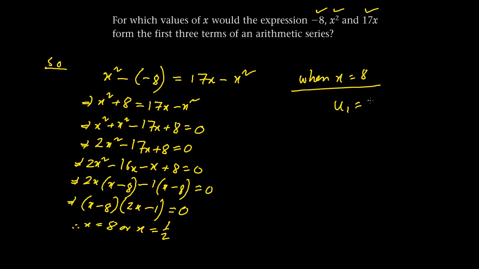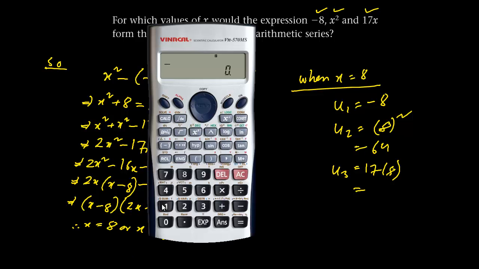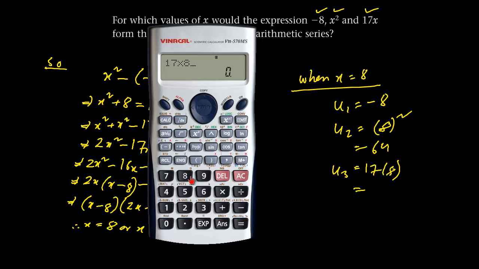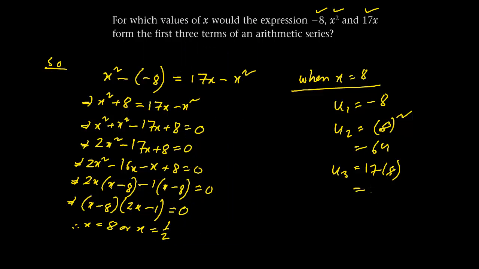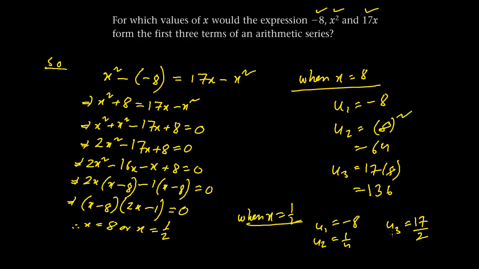then the first term would be, it is already given, minus 8. The second term would be x squared, which would be 8 squared, that would be 64. And the third term would be 17 into 8, and that would be 136. And on the other hand, if they mention that x is not an integer, then we would have to use x equals half. So then the first term would be minus 8, the second term would be half squared, which would be 1 by 4, and the third term would be 17 into half, that would be 17 by 2.